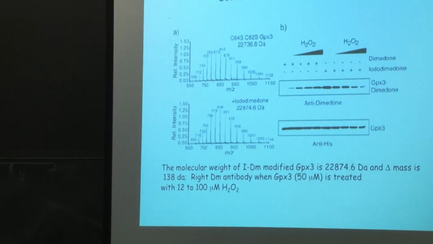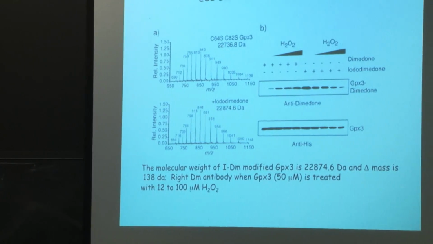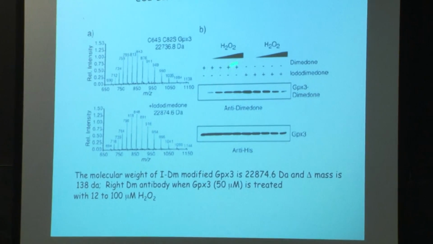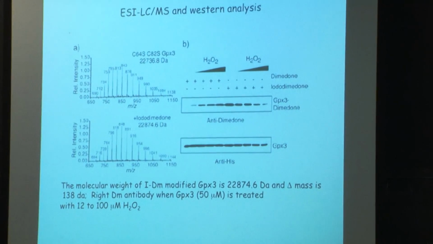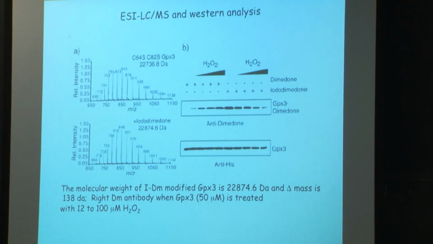What's your name? Nicole. What do you think? You can see that as hydrogen peroxide increases, with the dimidone, the levels increase, but with the iododimidone, levels decrease. Okay, so that's good.